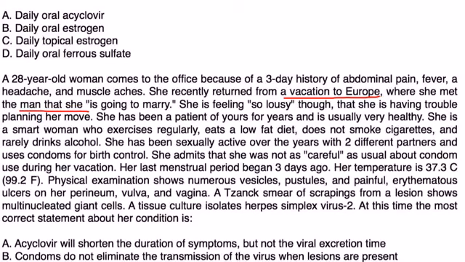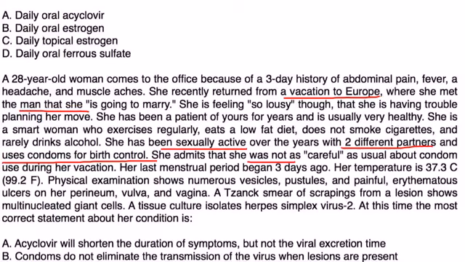She has been a patient of yours for years and is usually very healthy. She is a smart woman who exercises regularly, eats a low-fat diet, does not smoke cigarettes, and rarely drinks alcohol. She has been sexually active over the years with 2 different partners and uses condoms for birth control. She admits that she was not as careful as usual about condom use during her vacation. Her last menstrual period began 3 days ago.